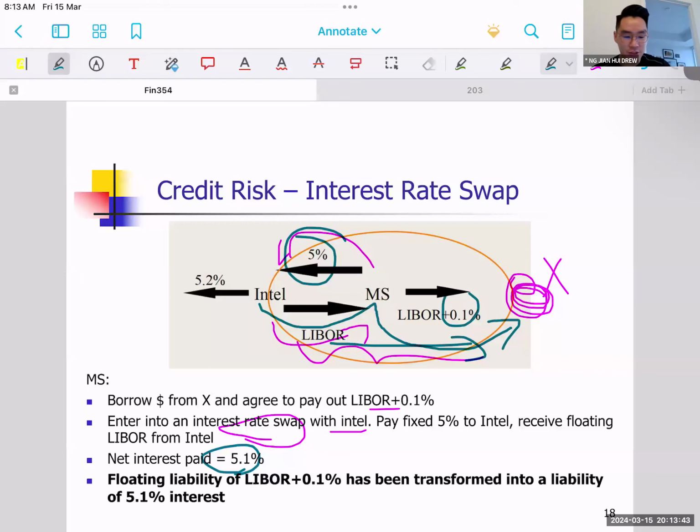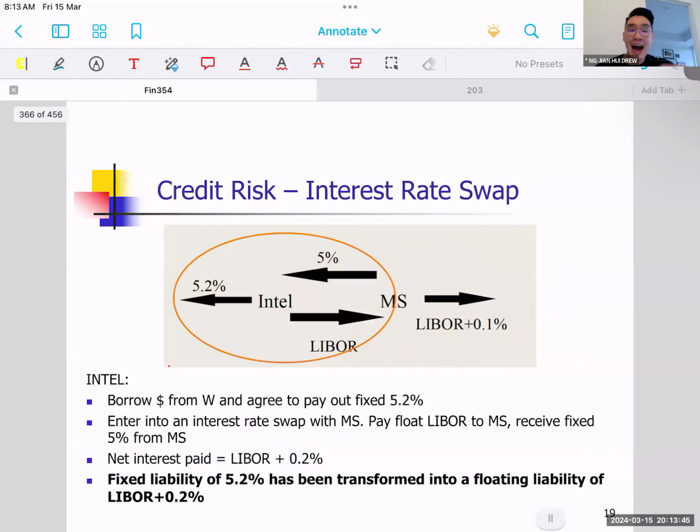Okay, we are clear for interest rate swap. Now let's look at the other end of the swap. A swap always has two parties. So let's think about the side of Intel. Intel, in this case, borrowed from W, some counterparty, and Intel is paying a fixed rate, 5.2%.